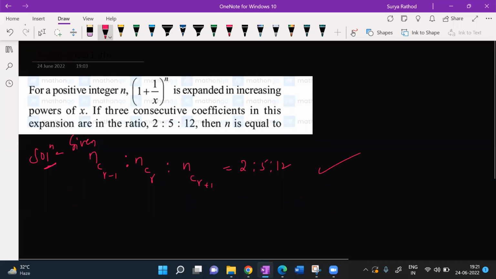I think Renuka has posted her answer. Yes, Renuka, right? Can you tell me how you solved this? We are using the formula, sir. nC(r-1) is to nCr is to nC(r+1). Actually, we have a formula, a beautiful shortcut for this. Tell me, carry on. nC(r-1) by nCr is equal to 2 by 5, sir. The ratio 2 is to 5.